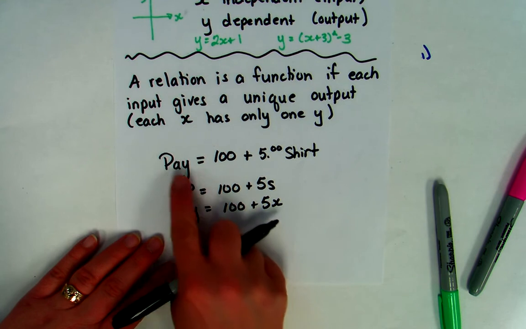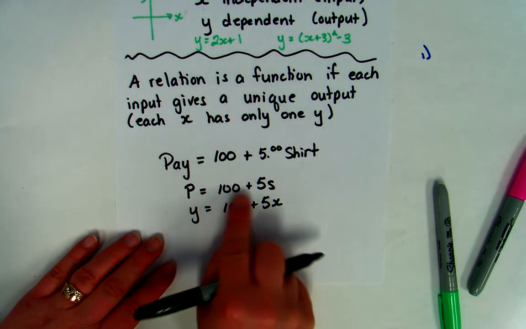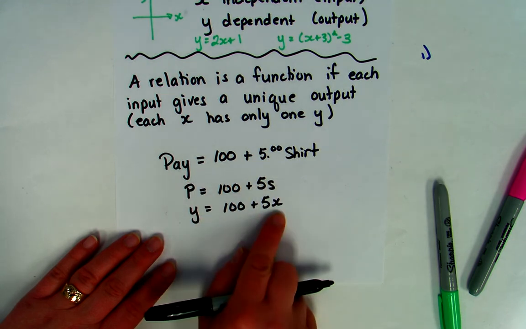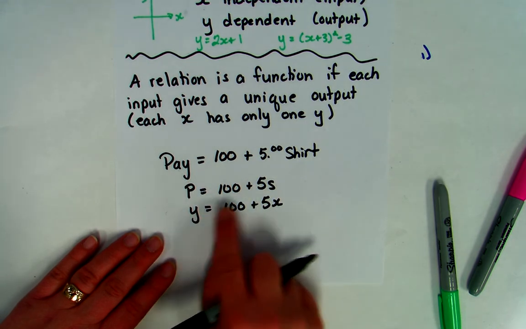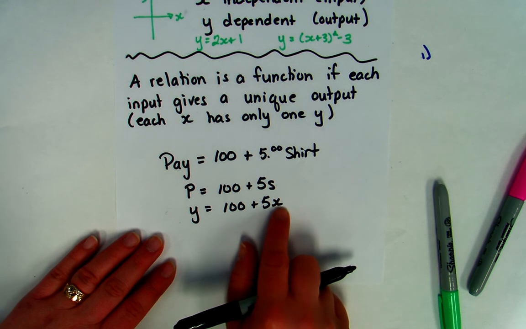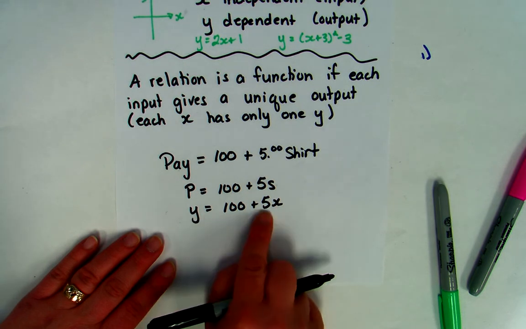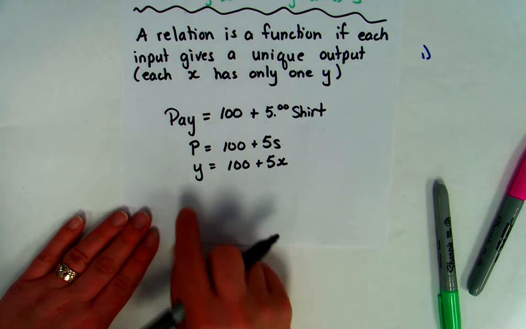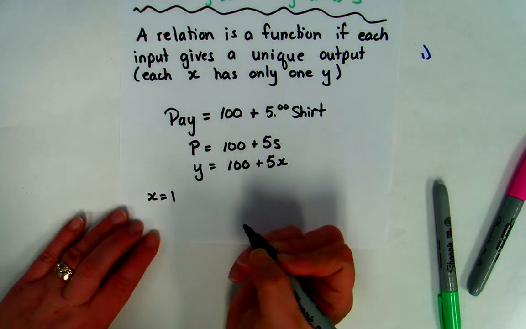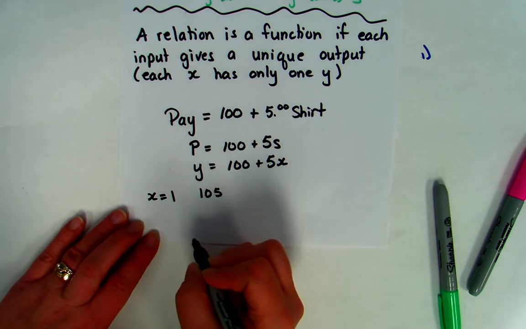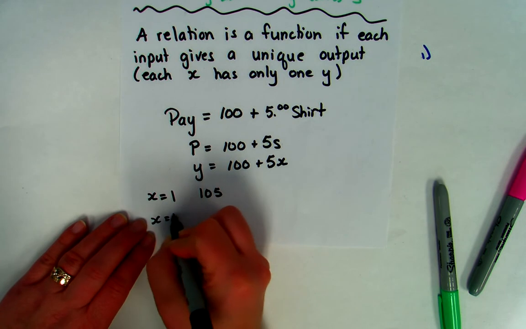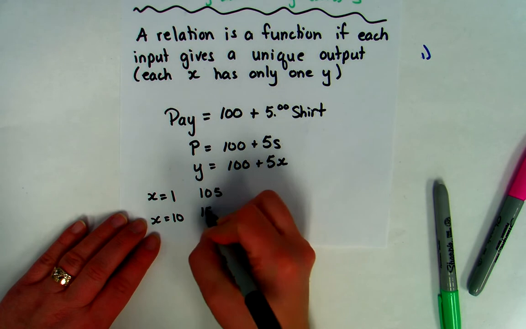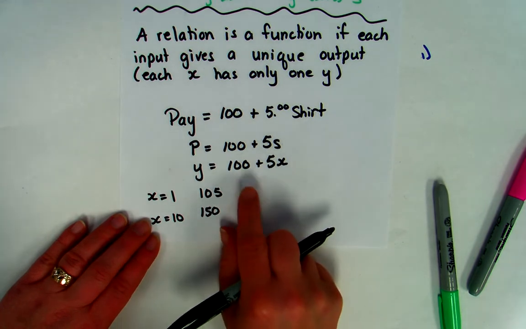They have two variables. One uses words. Mathematicians are too lazy. So then we're going to go to letters, and we could use P and S, but we could also use Y and X. But your pay, your Y, depends on how many shirts you sell, your X. So Y is the dependent, and that's your pay. X is the independent. Now, this would be a function, because if I input one shirt, I will get one pay, $105. If I input 10 shirts, I will get one pay. I'll do 5 times 10 plus 100. I will get 150.